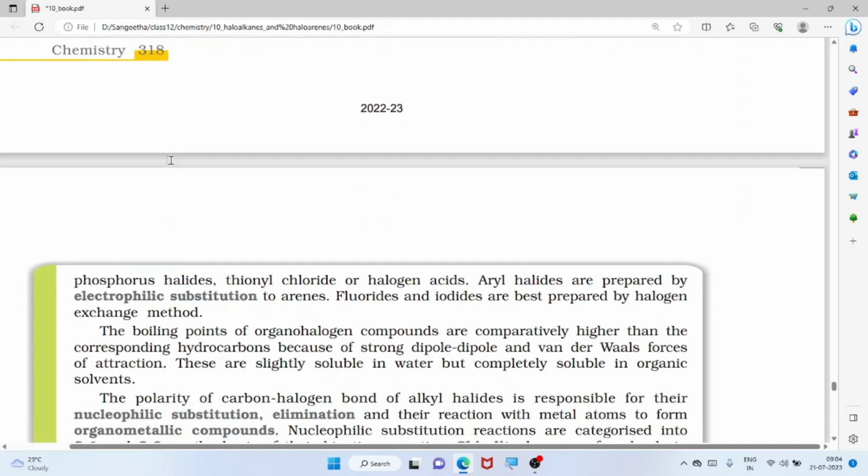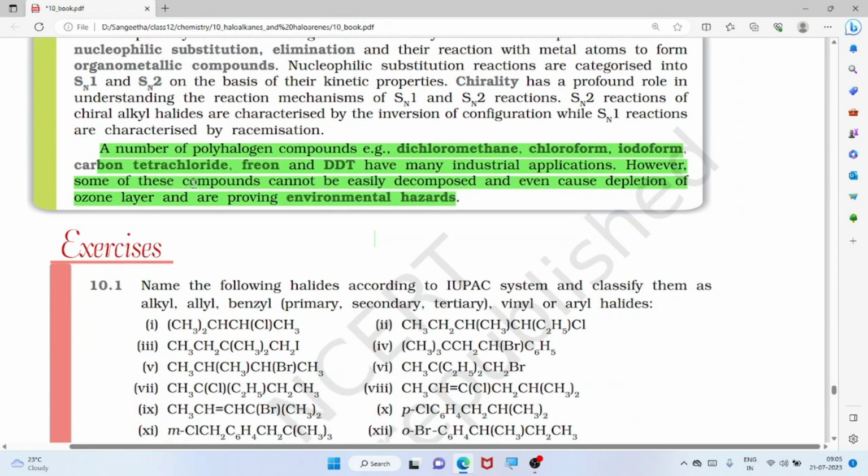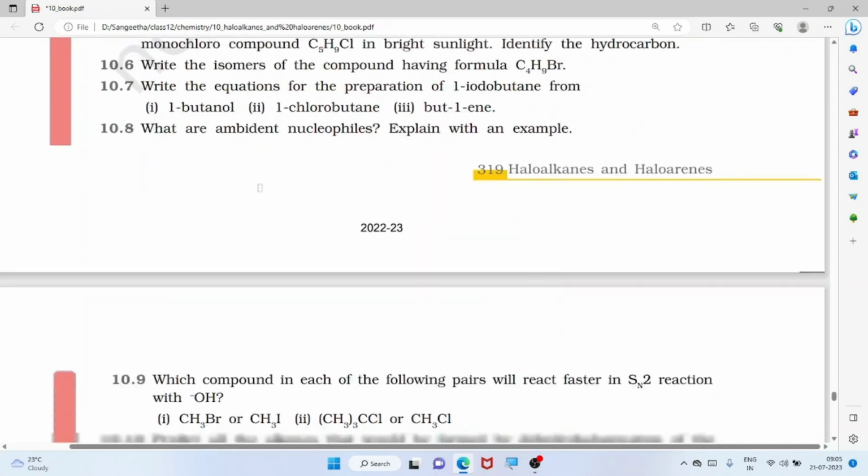Okay, summary. A number of polyhalogen compounds, for example dichloromethane, chloroform, iodoform and DDT, have many industrial applications. However, these compounds cannot be easily decomposed and even cause depletion of the ozone layer and are proving to be an environmental hazard. So DDT is proving to be an environmental hazard.